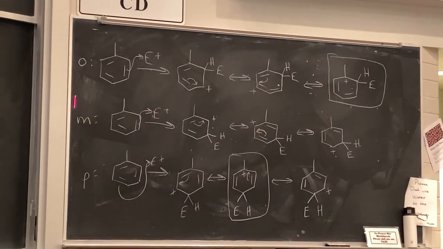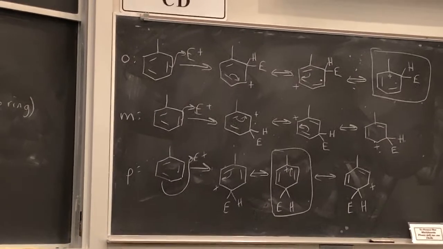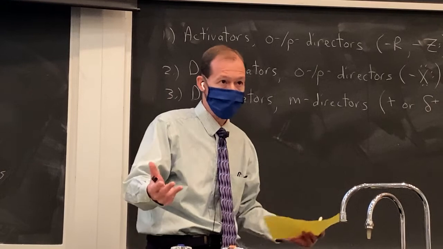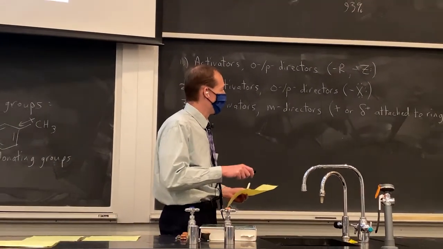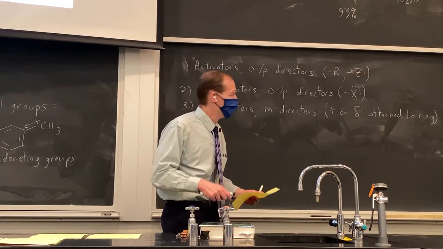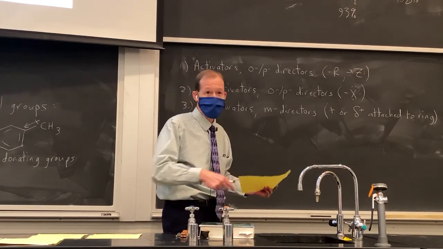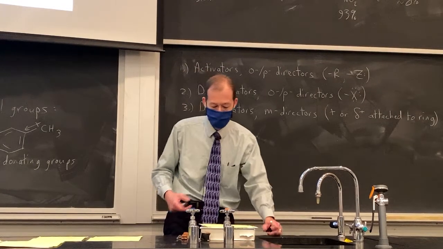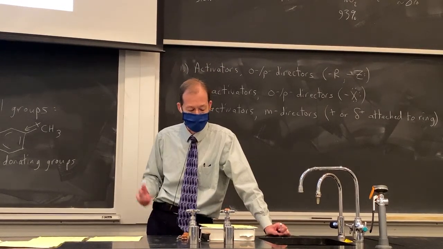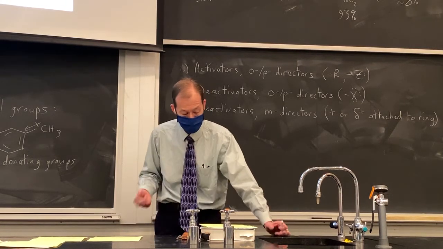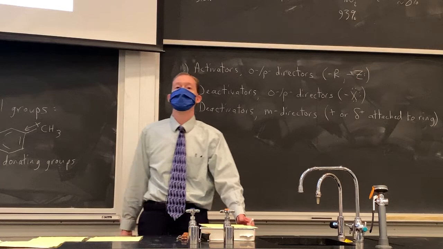So that tells us that the carbocations derived from attack at the ortho or para carbons are going to be comparable in energy and lower in energy than the carbocation that we get from attack at the meta carbon. So these products will be formed faster. That's why ortho and para products dominate when we perform electrophilic aromatic substitution on toluene or on any other alkyl substituted species. Okay? Any questions?